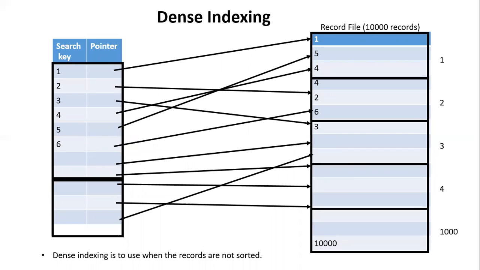We prefer dense indexing when our record file is not sorted, because we don't know where the record is. Therefore we need to keep track of every record. Since our file here is not sorted, as you can see here, 1 5 4 2 6 3, the file is not in sorted order. Therefore we need to use dense indexing here.